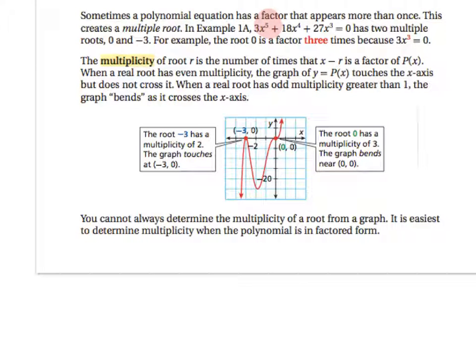We can't always determine that from a graph, but they'll say that if it's an odd multiplicity greater than 1, the graph bends as it crosses the x-axis. If it's an even multiplicity, the graph will just touch the x-axis but not cross it. Okay, and we'll do some sample problems.